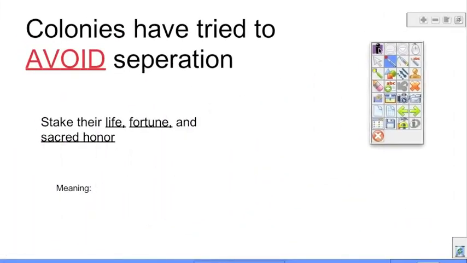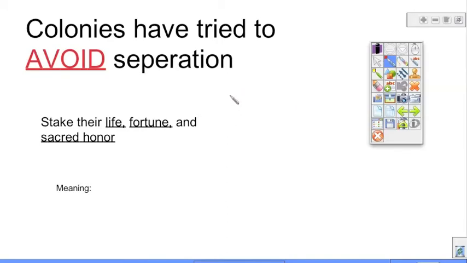Okay, finally, the Declaration of Independence states that the colonies have tried to avoid separation, although this obviously was not possible. They say, we've tried everything, we've sent petitions asking you to change these things, and the king has refused them. So basically they say, we tried to stop it, but it happened anyway.